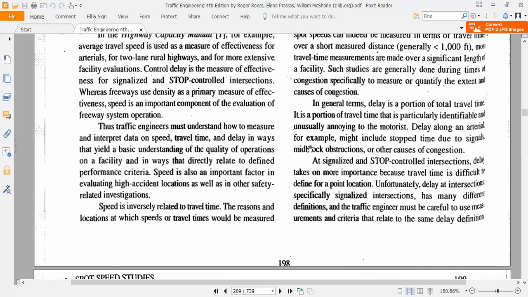There can also be other reasons for delay, such as mid-block obstructions or other kinds of congestion, like an accident blocking the road and causing delay to the driver. So delay is a portion of travel time because of congestion, which affects the movement. So this delay is becoming part of your travel time.